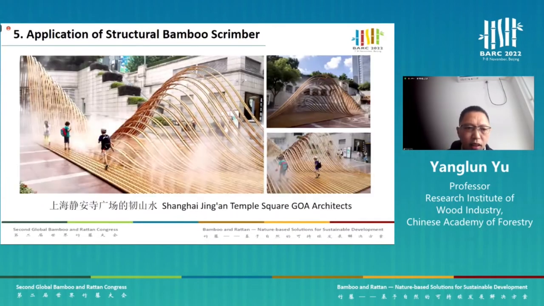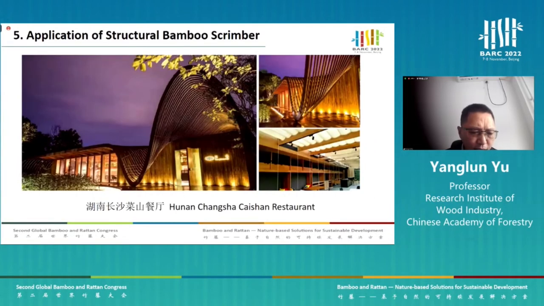Also, we have the application in the National Stadium, the Bird's Nest. And also the Shanghai Jing'an Temple, Kara Square, and the Hunan Changsha restaurant.